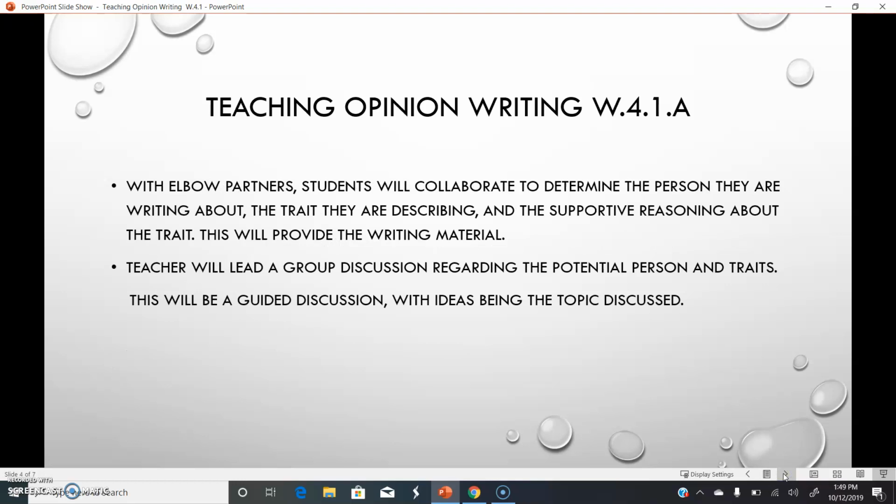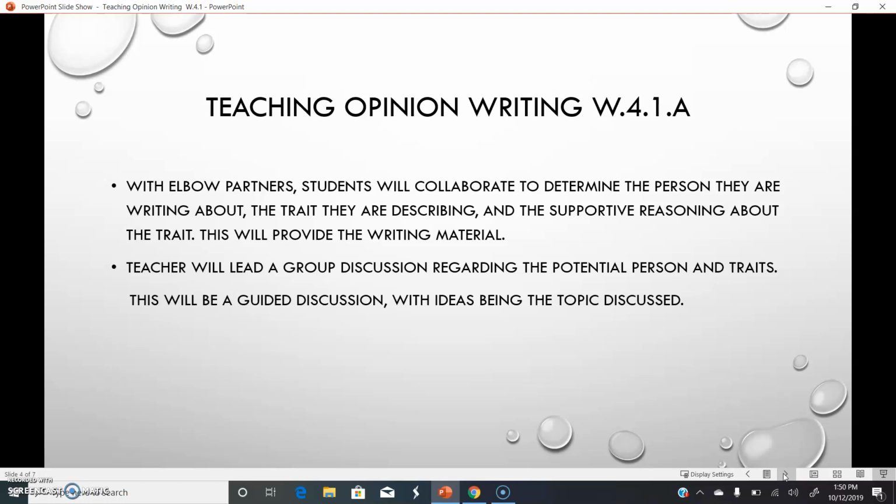With their partners, the students began to collaborate with the person they are writing about. So if they're home and they don't have a person, let's discuss who they would like to write about. Maybe it's a favorite aunt or uncle. Maybe it's you. Whoever they'd like to write about, and the trait that they are describing, and also have them give the supportive reasoning about that trait. If they're saying the person is beautiful, why are they beautiful? This will provide their writing material.